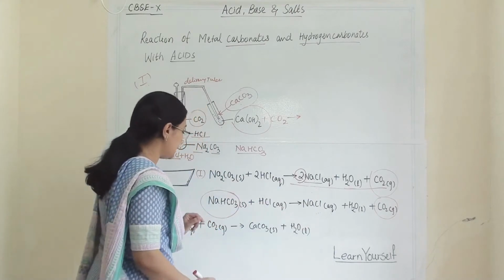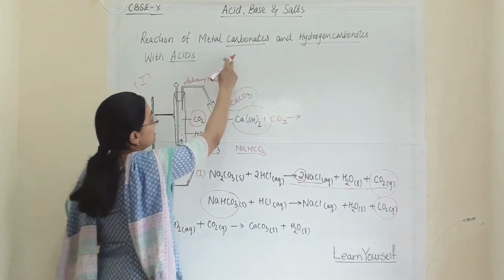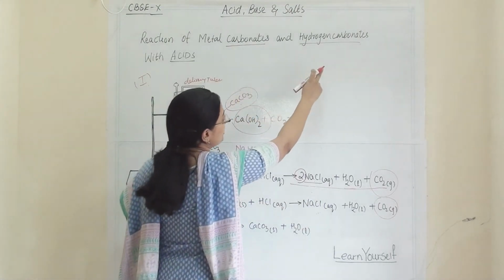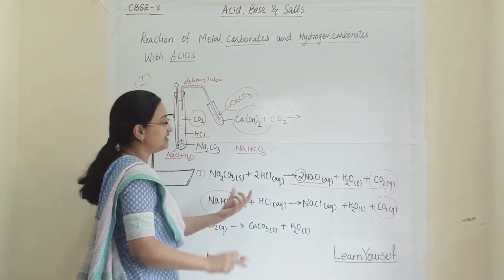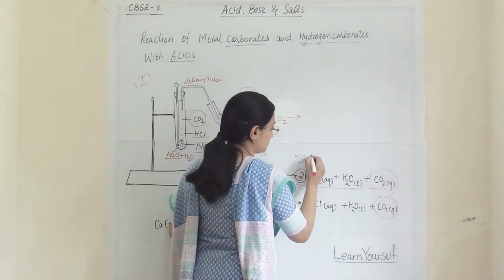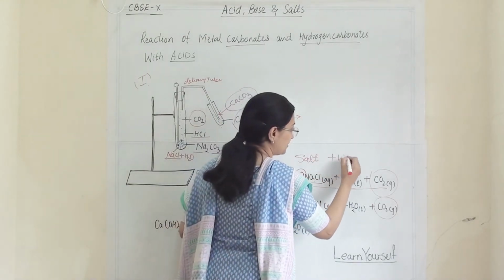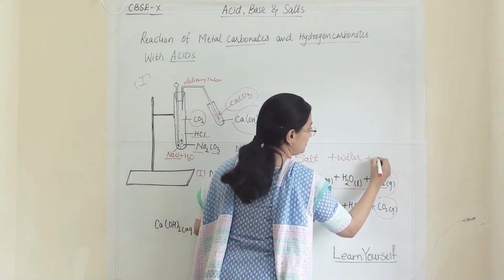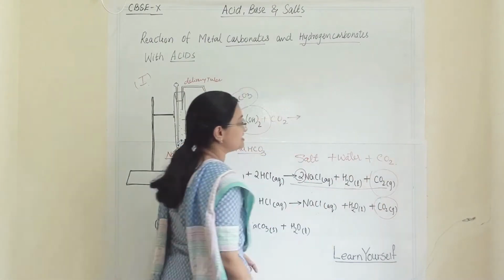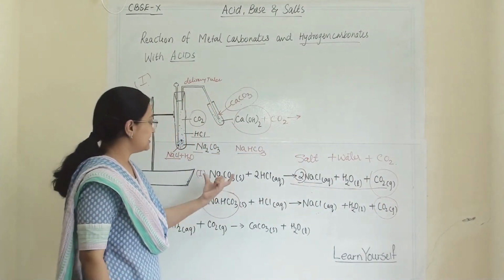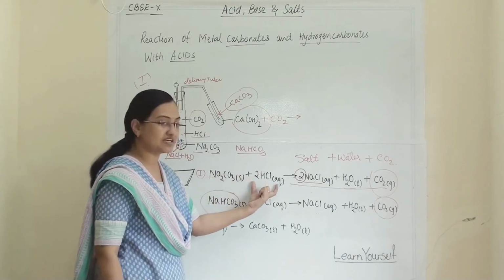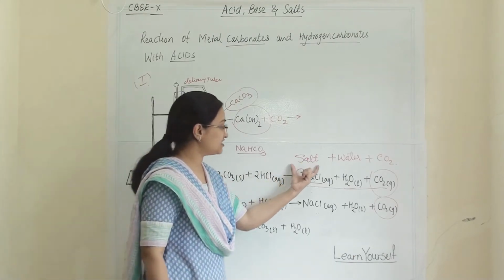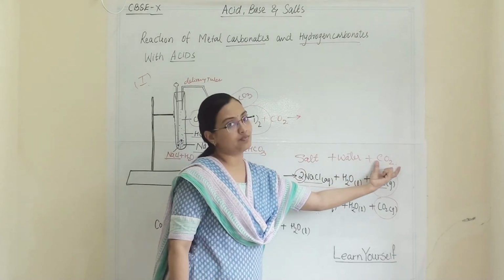So we can say that when metal carbonate and metal hydrogen carbonates are reacting with acid, we will get salt plus water and plus carbon dioxide gas. This is a generalized equation: when metal carbonate and metal hydrogen carbonate react with acid, we will get salt, water and carbon dioxide.